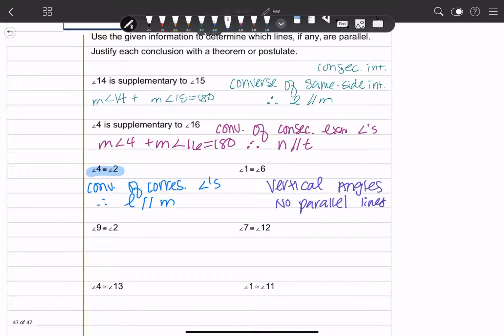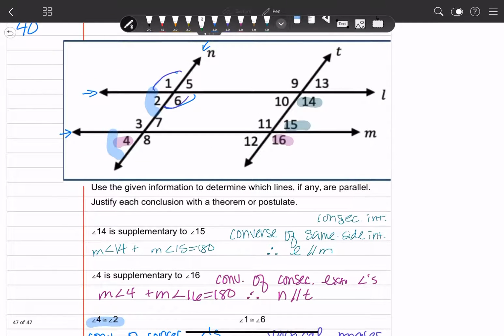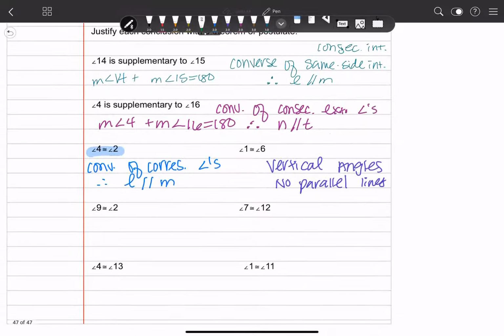All right, now let's do angle 9 and angle 2. Angle 9 is congruent to angle 2. Well, no matter which way you turn it, they're not necessarily congruent. You can't prove anything. They don't have a relationship. We've been told that they're congruent, but that's it. So no relationship and no parallel lines. Tough cookies. It's just what happens.